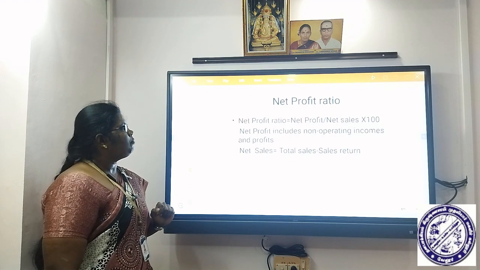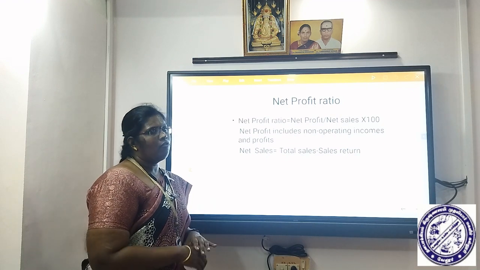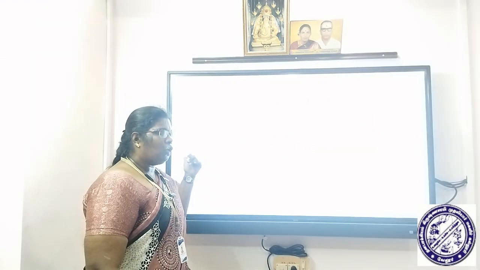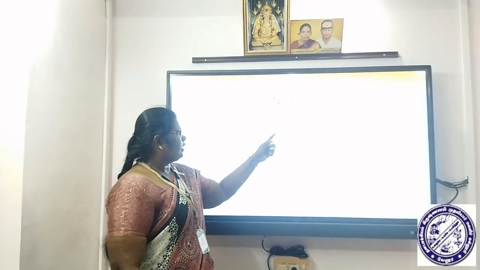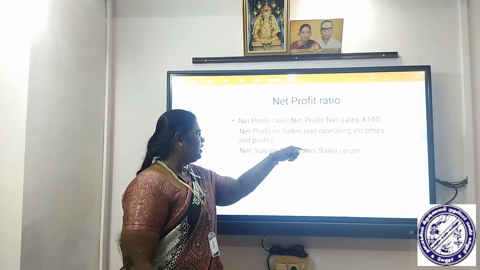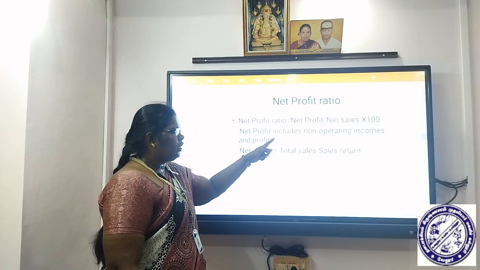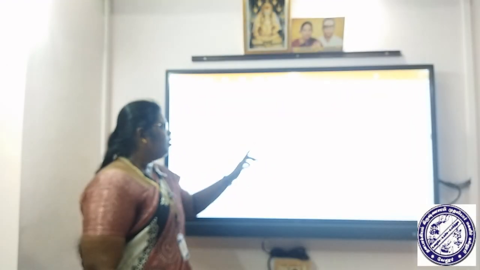Next one is the net profit ratio. What is the formula for the net profit ratio? For gross profit you follow the trading account format. In the net profit ratio, you have to follow the P&L account statement. Net profit ratio is equal to net profit divided by net sales into 100. Net profit includes non-operating incomes and profit. Net sales is equal to total sales minus sales return.